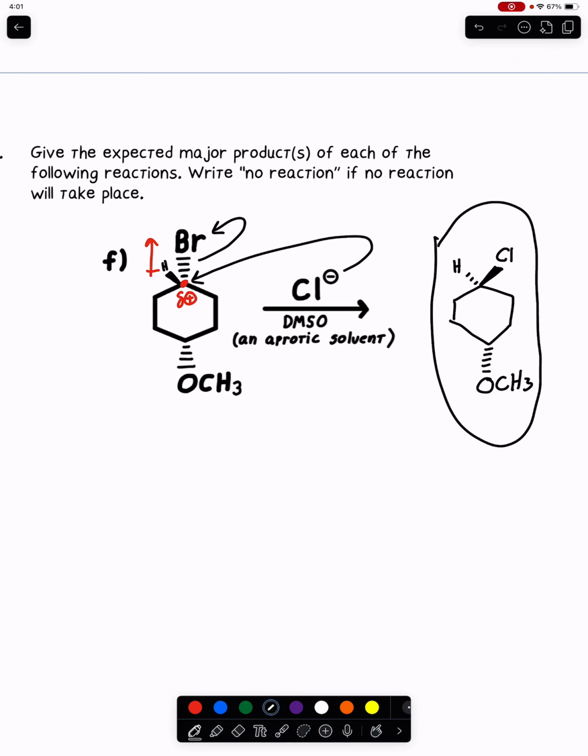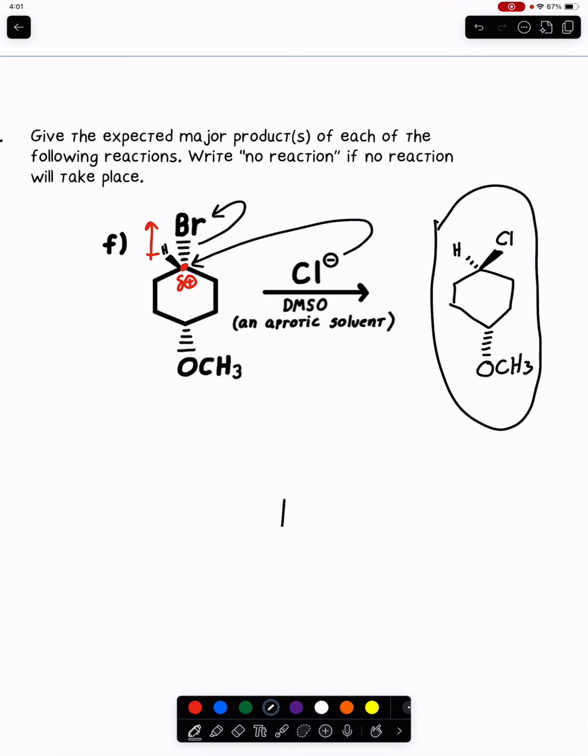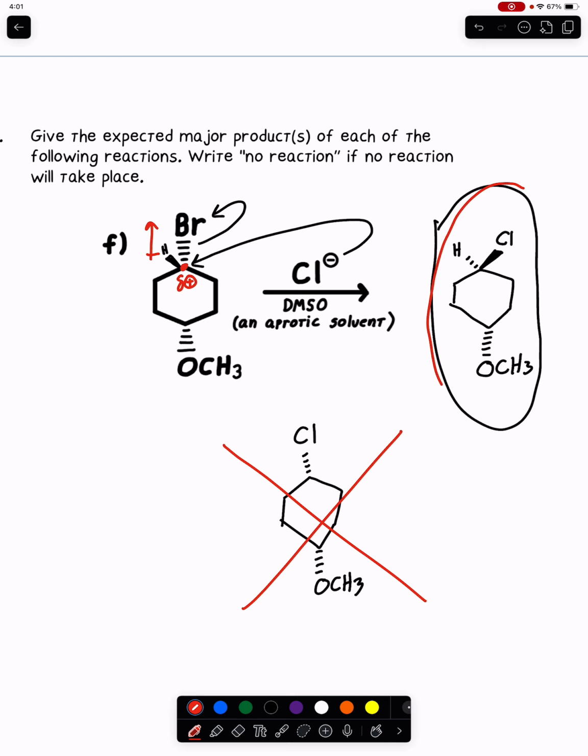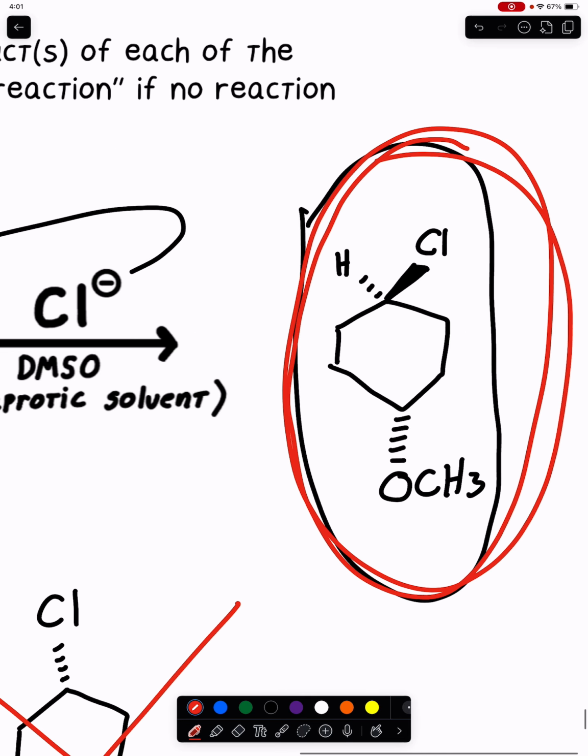If you were, and I'm going to draw this, but you should not, if you were to draw this as your product, that says the chlorine and the methoxy are on the same side of the ring. That would be incorrect. So you don't want to draw that one. So yes, we do have to pay attention to that stereochemistry there. That would be the final product of this reaction.